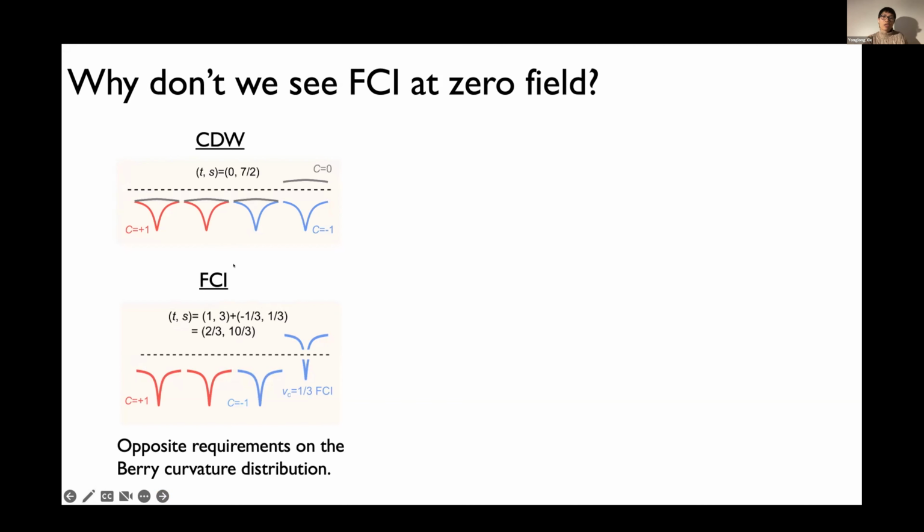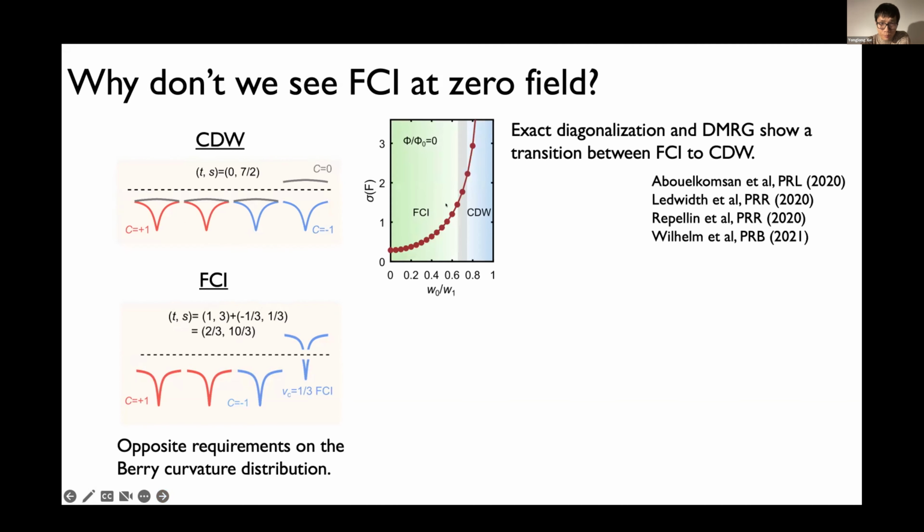For fractional Chern insulator, you want the Berry curvature to be well spread out, very much like in the case of Landau level. You can do a more careful calculation and quantify how much the Berry curvature is fluctuating in momentum space as a function of some tunneling parameter in the system. And what you will find is that indeed there is a part of phase space where fractional Chern insulator is favored, because the Berry curvature distribution is more homogeneous, and the rest of it would favor charge density wave.